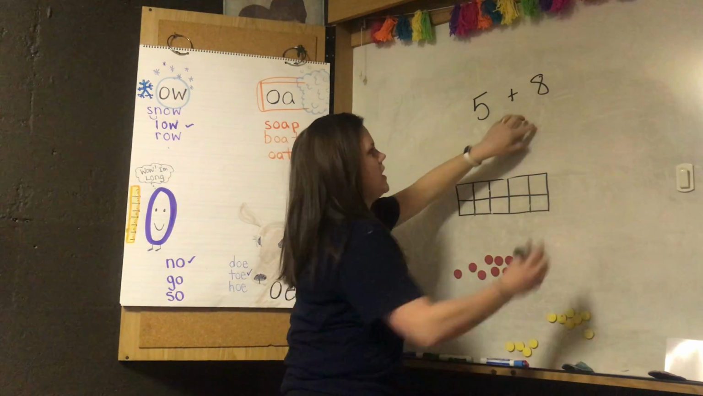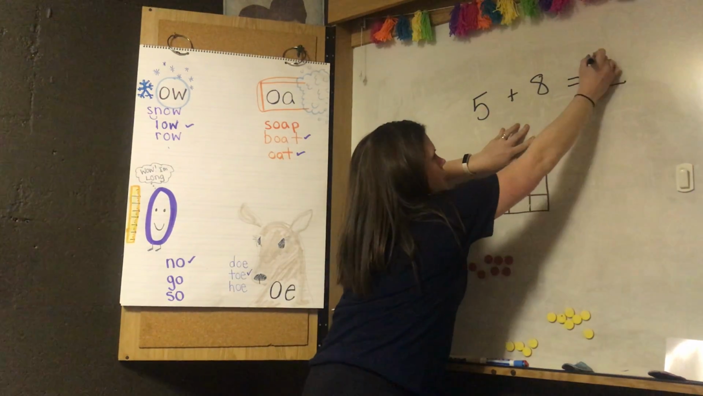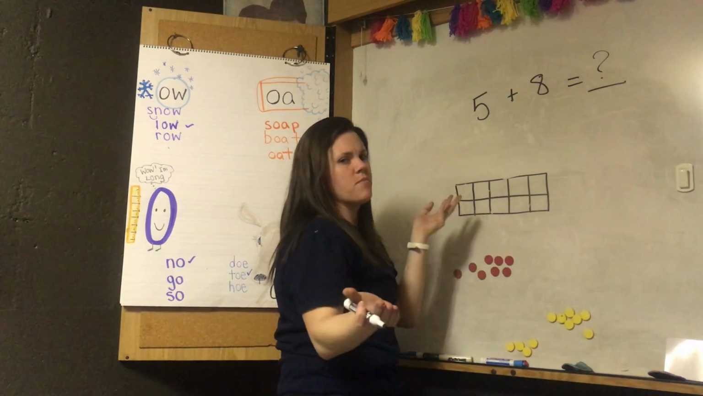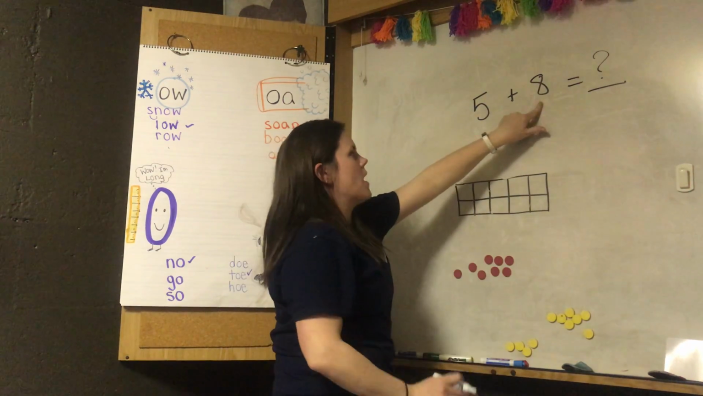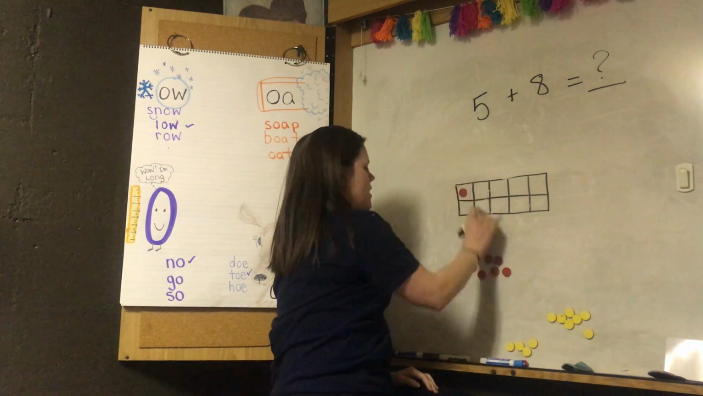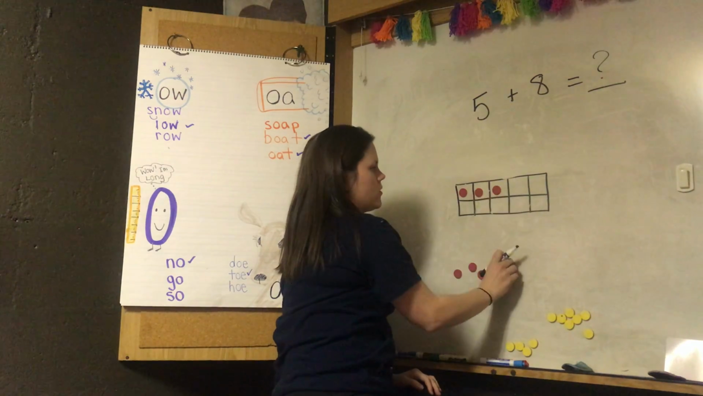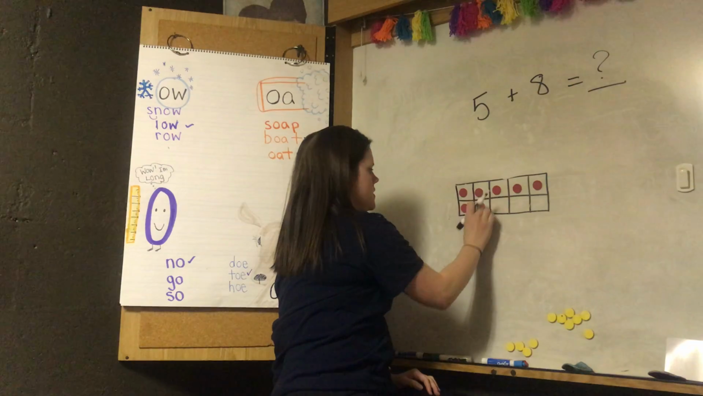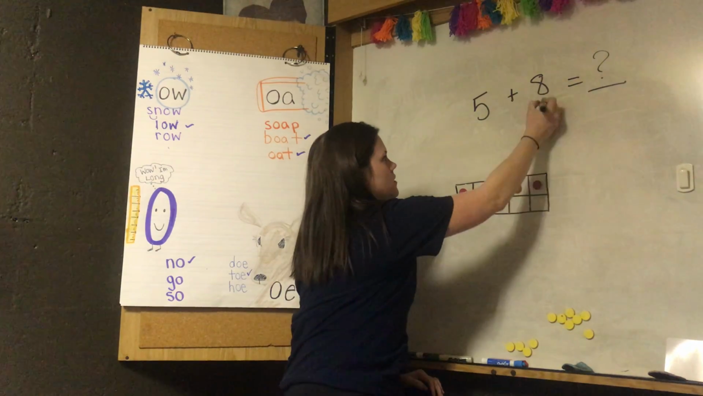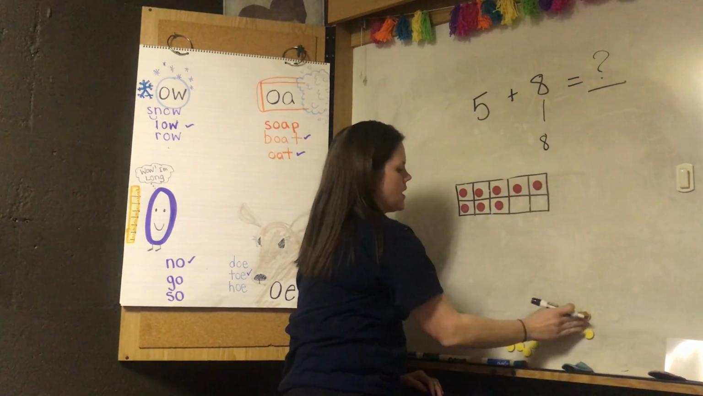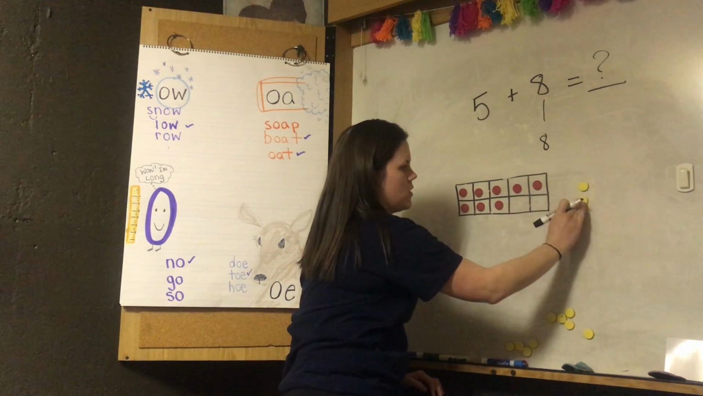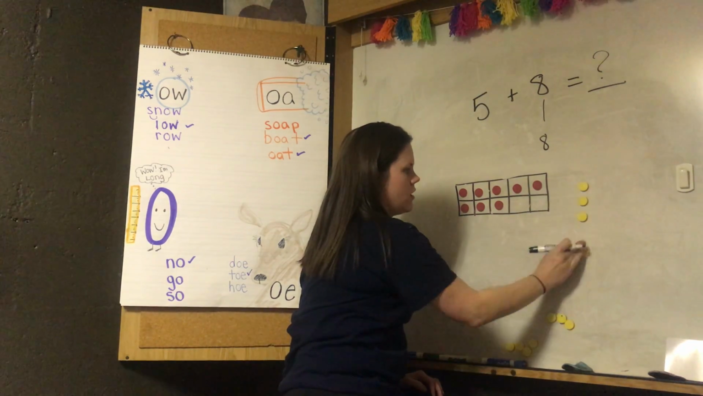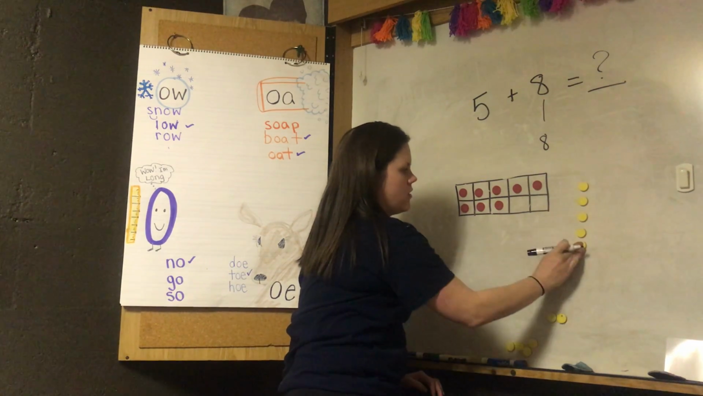5 plus 8. Yikes, guys. That's a big one. I do not know the sum of that off the top of my head. But I know that 8 is an almost full 10 frame. So I'm going to stay with 8. 5, 6, 7, 8. So I'm dropping down my 8. He's staying there. And my 5s are over here on the side. 1, 2, 3, 4, 5.